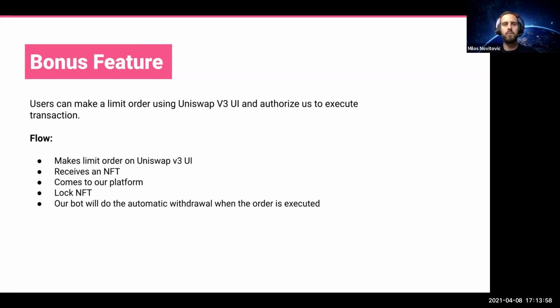So how will the flow look? The user will go to the Uniswap V3 order book UI. He will set the limit order. He will receive an NFT that represents the proof that he is the owner of that order and that he can always withdraw the assets. After that, he can come to our platform. He can lock that NFT that he got, and our bot will make sure that the automatic withdrawal is done when the price is reached.